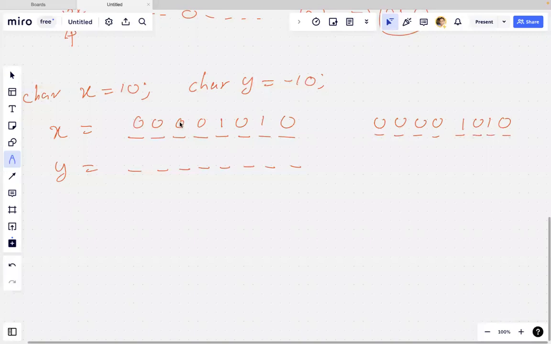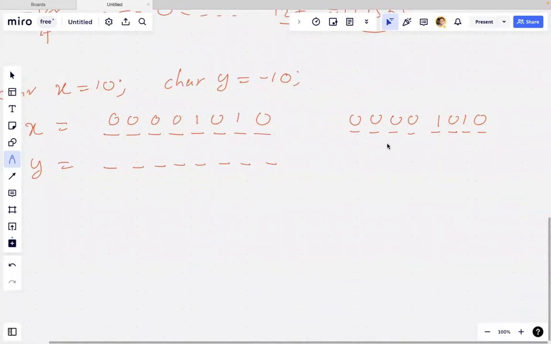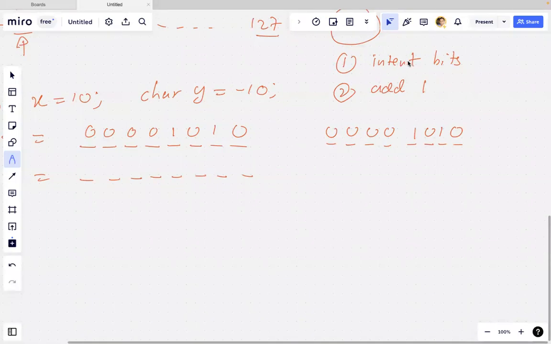Okay. The computer saves the minus value with the 2's complement notation. 2's complement means invert the bits and add 1. There are 2 operations you have to do. First one is invert the bits, and the second one, add 1. If you invert the bits, we call it 1's complement notation. After you add 1, we call it 2's complement notation.